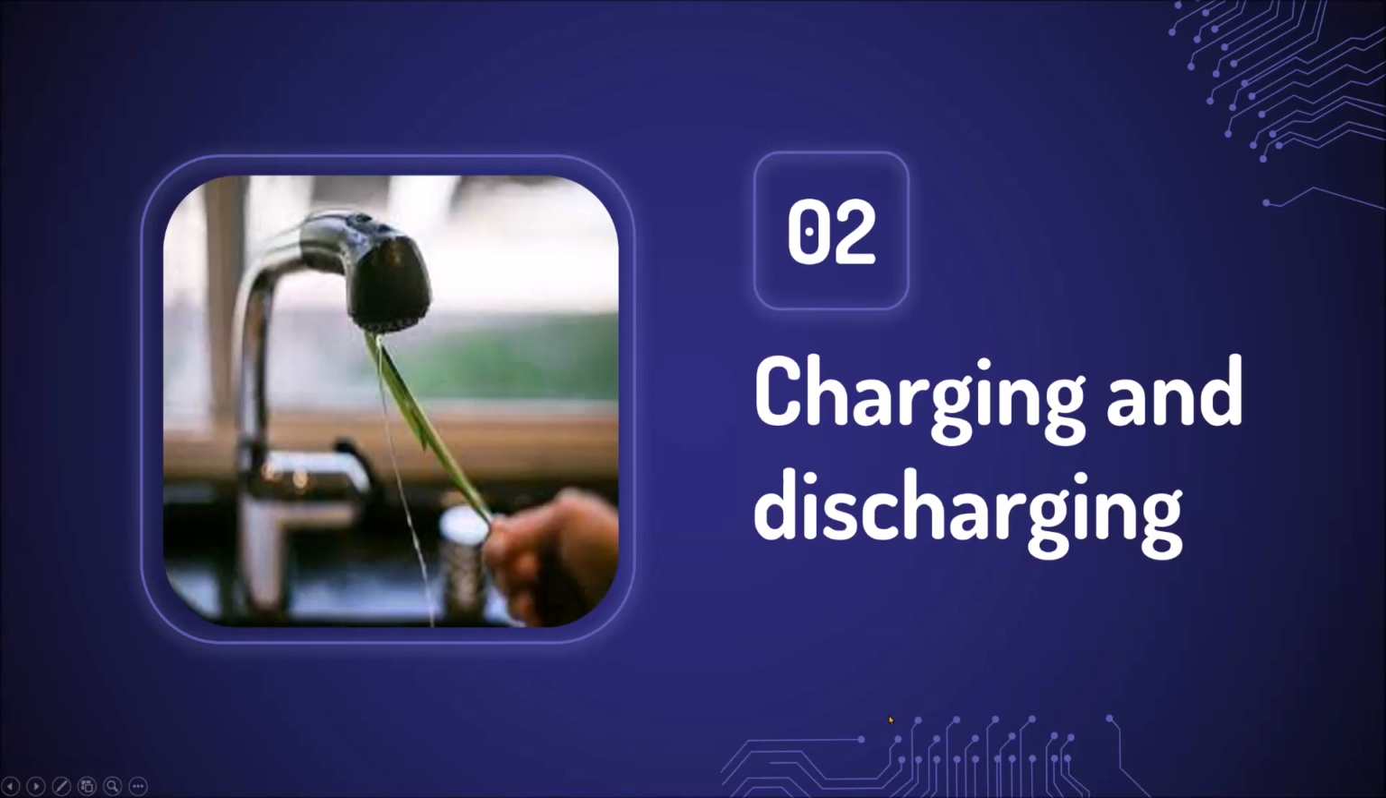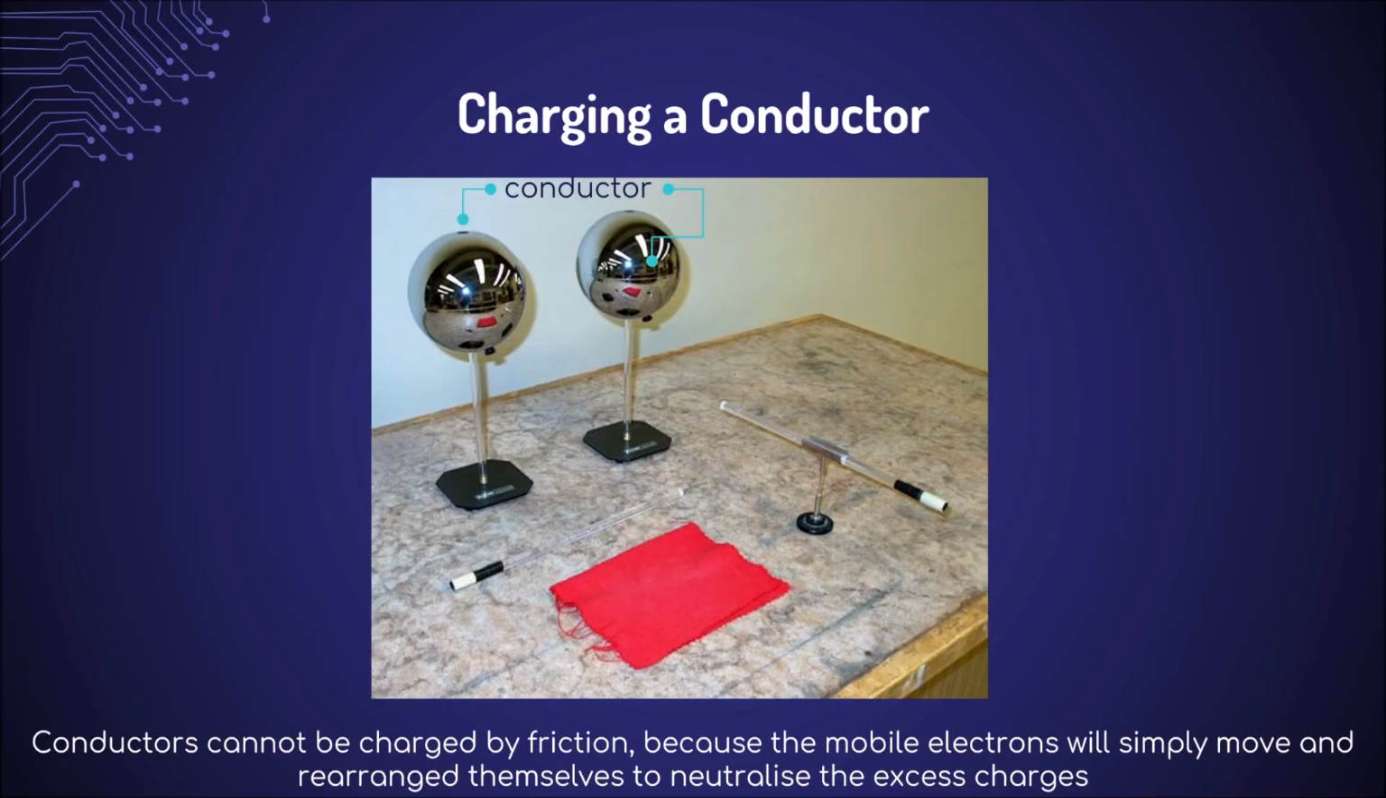Hi everyone. Today for this video we are going to look at how we can charge a conductor, and let's begin. Okay, so in the previous lesson you should have known that we can charge an insulator by friction. So simply by rubbing an insulator with a cloth, we can rub away some electrons, or the insulator may gain electrons so that it becomes charged.